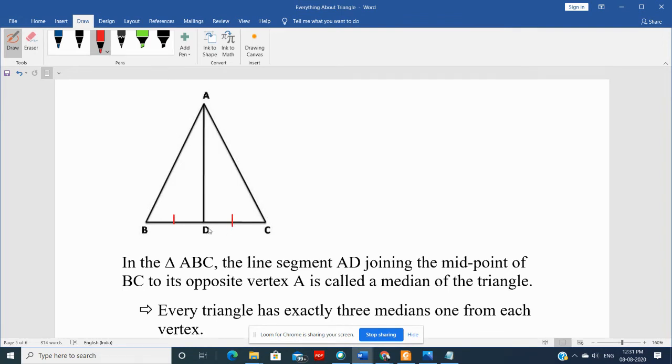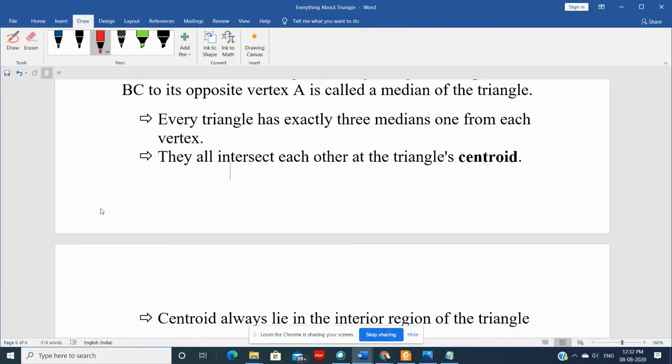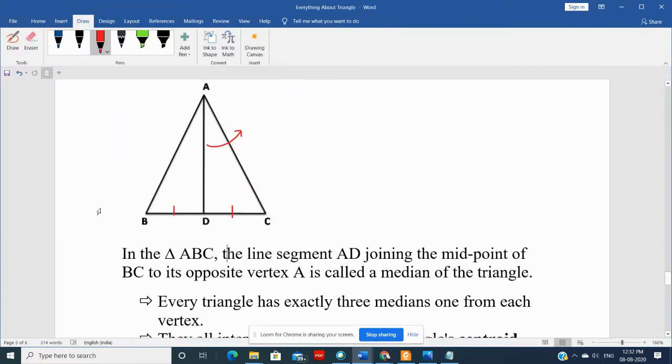And if they tell you that these are equal parts, so again you can easily say that, okay, so then this is a median. So whatever the condition may be, in case this is given that this is median, then this should be known. And if this is given, then this should be known that this is median, right? Okay, so in triangle ABC, AD is joining the midpoint of BC to the opposite vertex, and so AD is called, see, this AD is called median of this whole triangle.